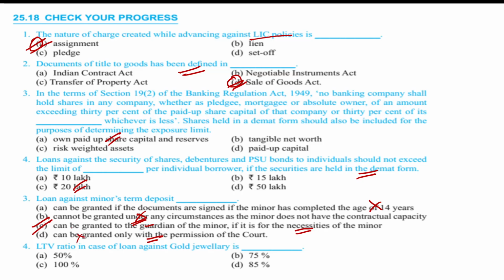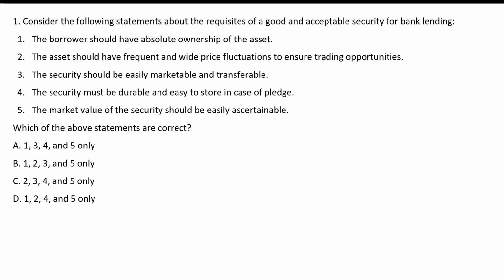So C is the correct answer for this question. LTV ratio in case of loan against jewelry, it is 75%. So B is the correct answer for this question. Let's move on to practice questions.